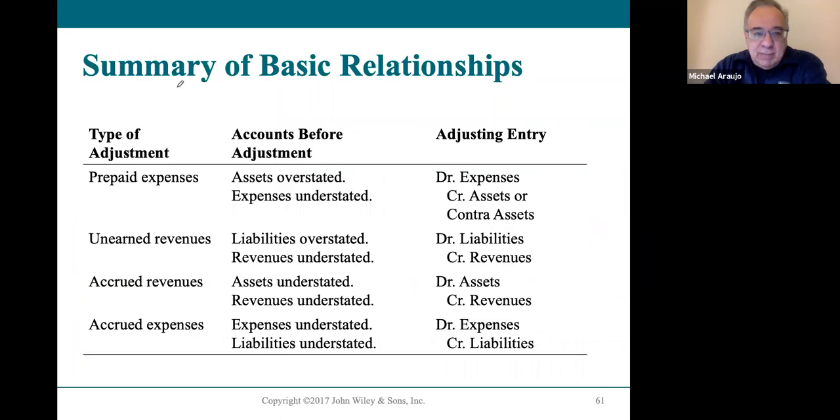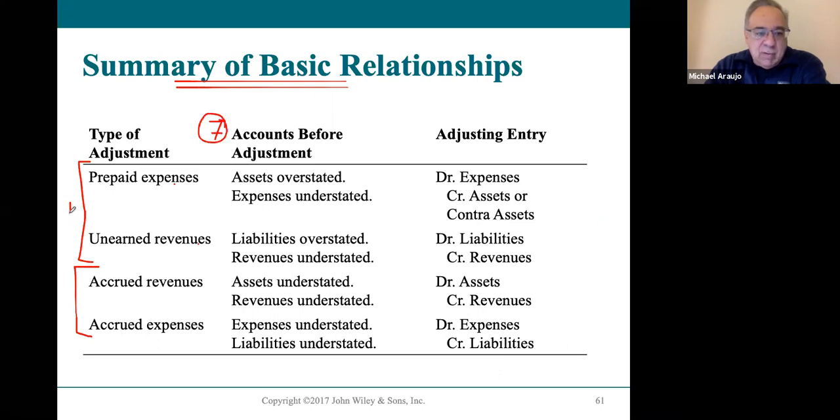So you have a basic summary of all these things. The first learning objective two were about the prepaid expenses and unearned revenue. And what you just learned in learning objective three, with the accrued revenues and accrued expenses, there are only seven in total that you have to know. Four from learning objective two, and the three that we just went over here in learning objective three. Those are the seven you have to know and practice. Okay.